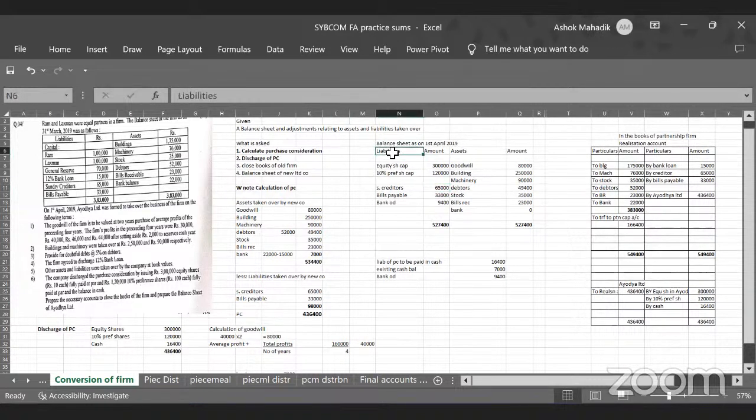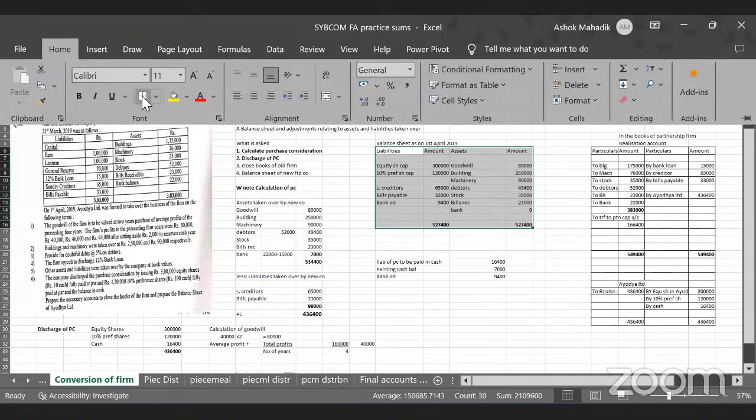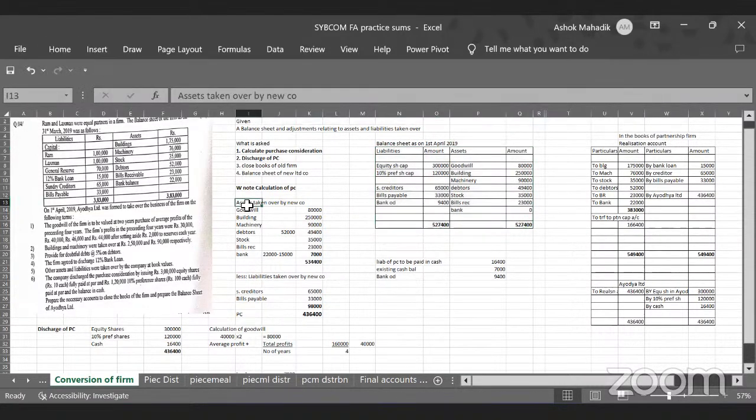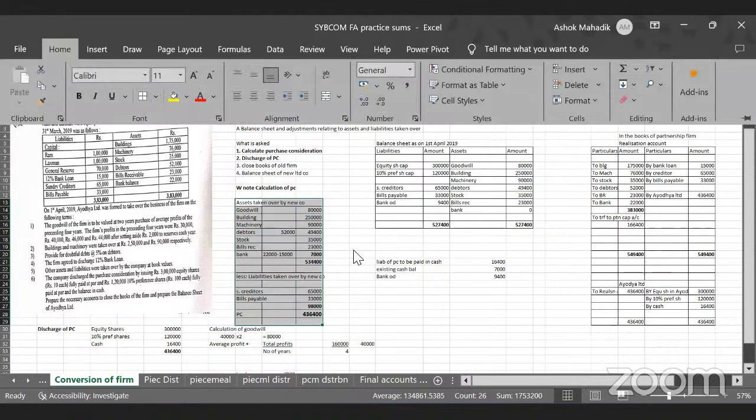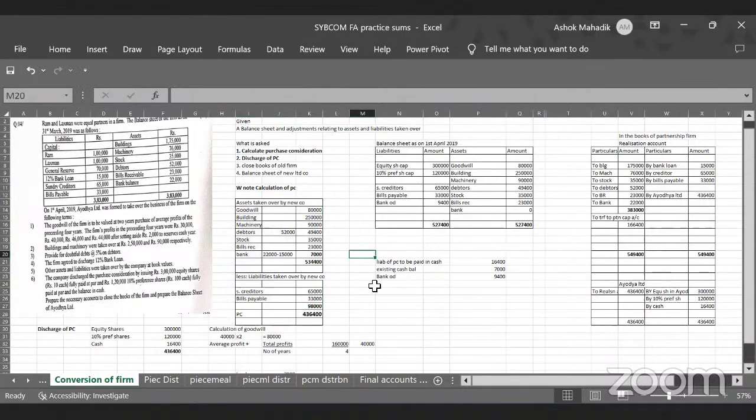I'll just add a format to this so it will be looking proper. Even for calculation of PC, I better suggest you use a good format. Okay. So same thing as we did in amalgamation, same thing is there. From PC, you can make a new balance sheet. Clear? Now, how to pass entries for this?